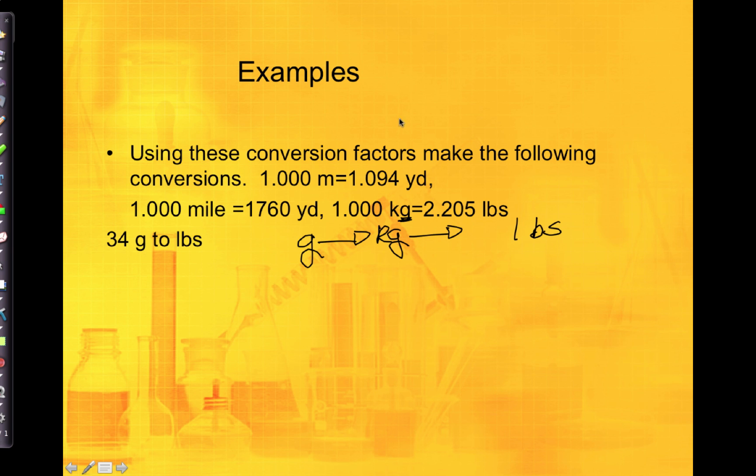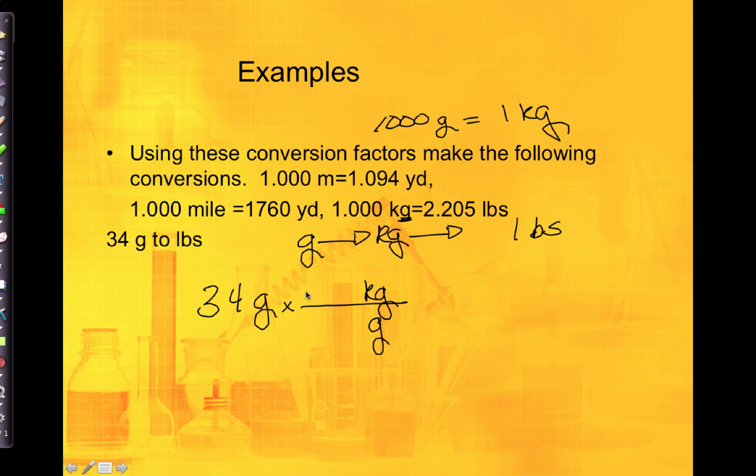1,000 grams is equal to 1 kilogram. So let's start with our 34 grams. I have my map. Kilograms will come to the top first, since units that you want go on the top, and grams on the bottom. So 1 kilogram is equal to 1,000 grams. Grams cancel. Go to the next step.